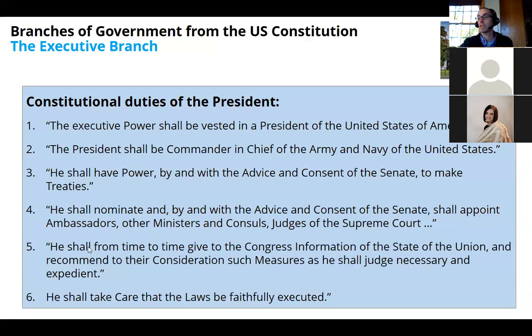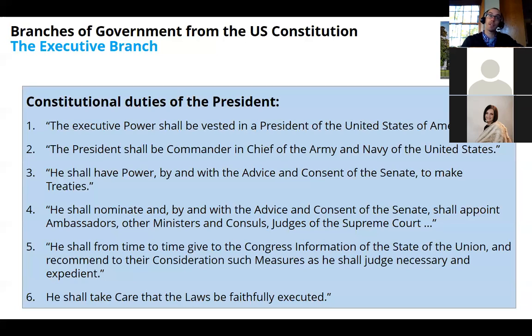He shall, from time to time, give to Congress information of the State of the Union and recommend to their consideration such measures as he shall judge necessary and expedient. From that, we get our modern State of the Union address that the president gives to both houses of Congress. And they're all sitting in the House chamber in the Capitol building. And every January, the president gives the State of the Union address.